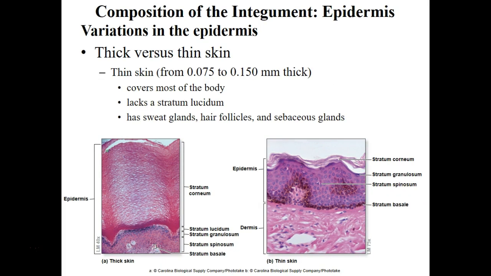Thin skin covers the majority of the body. It doesn't have that stratum lucidum. It has sweat glands and hair follicles and oil-producing glands called sebaceous glands. So we have all of that. Thin skin is what you find on the majority of the body, other than your hands and feet, the soles of your feet, the palms of your hands. Okay.